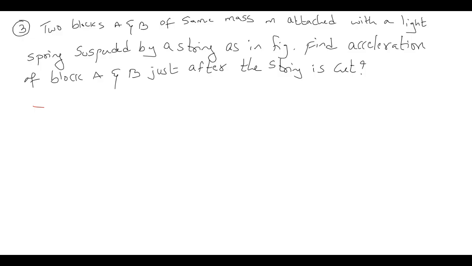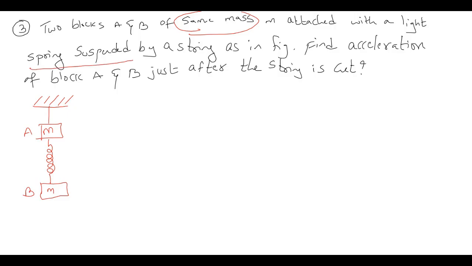Okay, so let me draw the picture. So this is a rigid support. Here there is a block of mass m, block A. For this block A there is a spring attached, and here we connected another block of mass m, because both have the same mass. So both are m and m. Here there is a block A and here there is a block B attached with a light spring. Find the acceleration of block A and block B when we cut the string. So this is the string. We cut the string, then both will move.